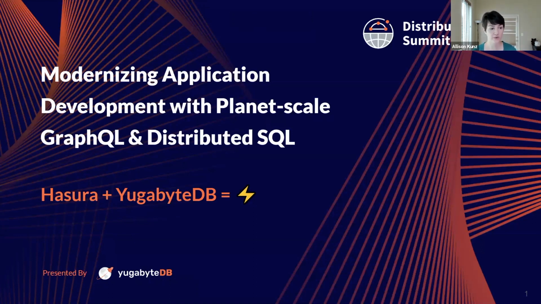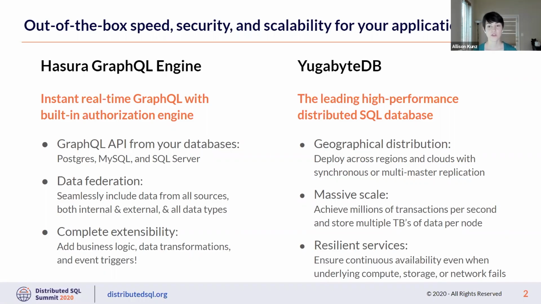Today we're going to talk about modernizing application development with Planetscale GraphQL and distributed SQL. And we're going to take a look at what it takes to bring a GraphQL service to production, focusing on performance, security, and reliability. So the stars of today, of course, are going to be the Hasura GraphQL Engine and distributed SQL, for example, DB.